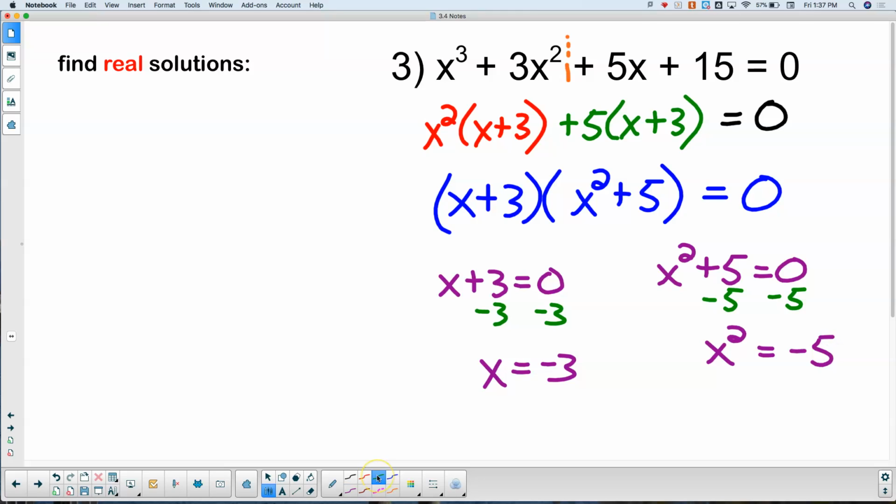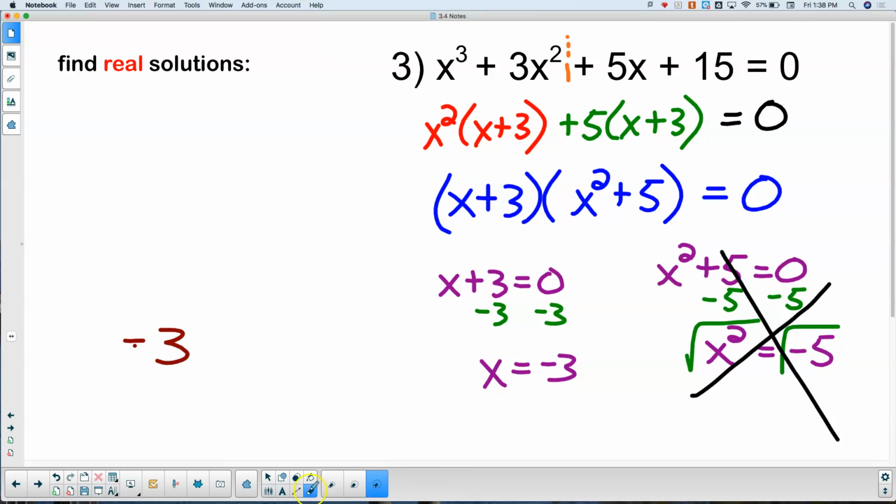Take the square root. Already know that I'm going to be imaginary, right? It's the square root of a negative number. So those are going to get kicked out. And that leaves me, there's 2 of them over there. I needed 3 total. So that leaves me with just negative 3 here as my answer.